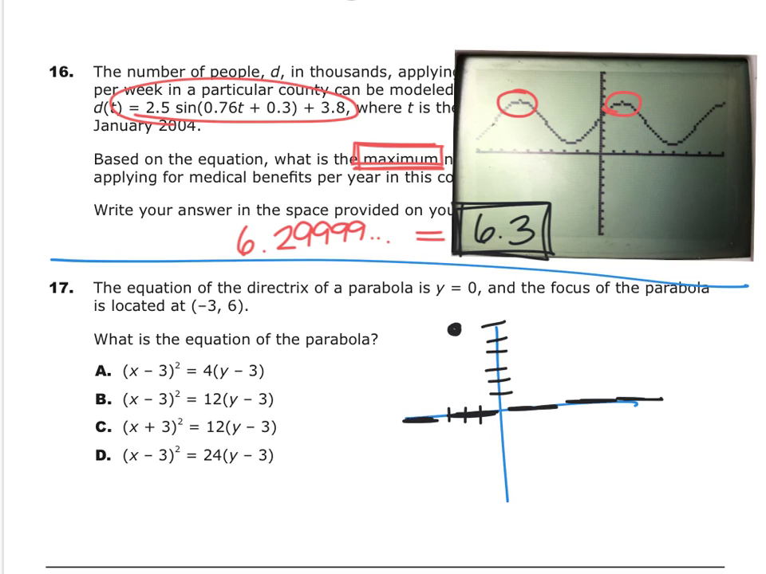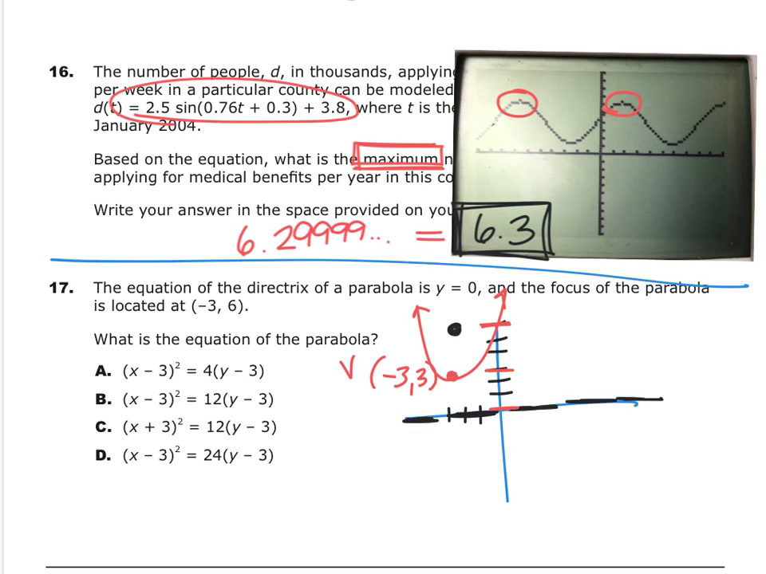This time, it's going to have to loop around that focus, so my parabola is going to have to open up somehow. And if I look for the vertex halfway in between, that's going to be right here. 3 is halfway between 6 and 0. So my vertex is going to be at -3, 3.